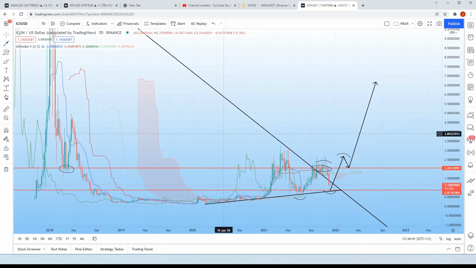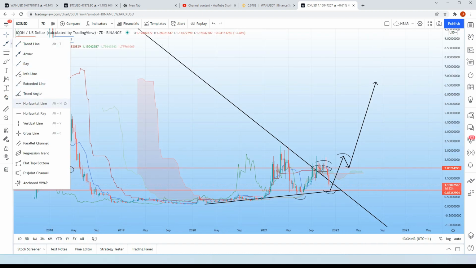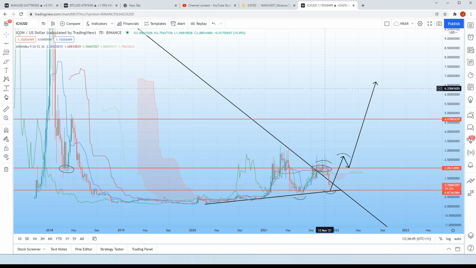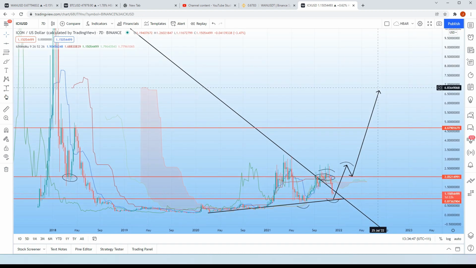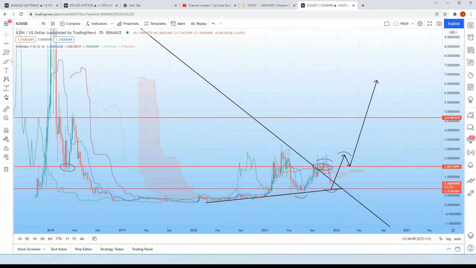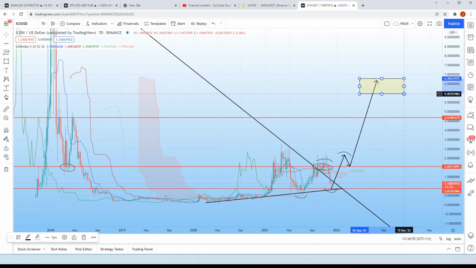All right, this second wave I'm assuming is going to be taking us higher than our $4.67 resistance. So I would say by mid next year, assuming that we do bounce here and break over $2.50, we're looking at about a $6 to $6.50 price target for Icon.